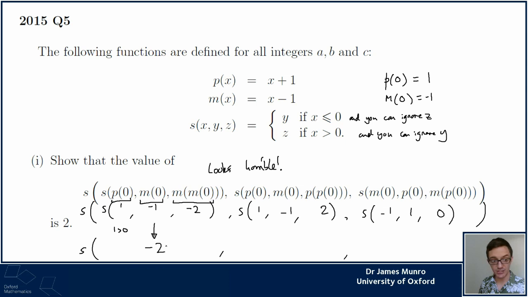This first thing is negative, so we care about the middle argument, but we don't care about this. I'm going to write whatever over here. We don't care what that one is. We do care what this middle argument is. S of 1, minus 1, 2. Well, 1 is bigger than 0, so this takes the last argument from this one. That's 2. And now we've got S of minus 2, 2, whatever. I've written whatever because this minus 2 means we're going to take this middle input and ignore the z. So this is 2.